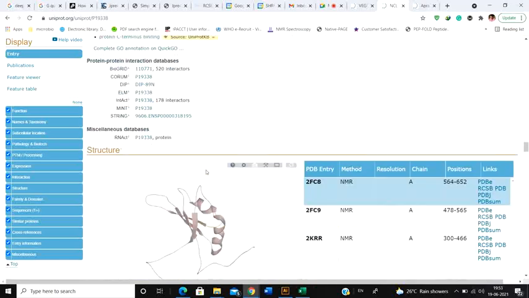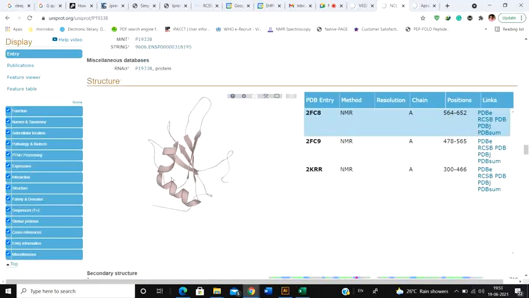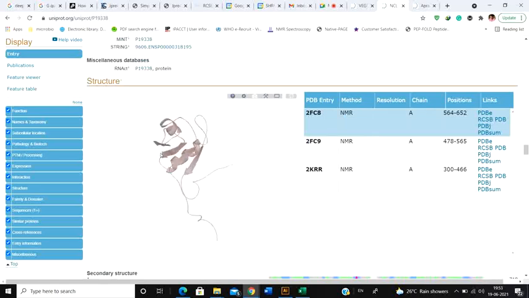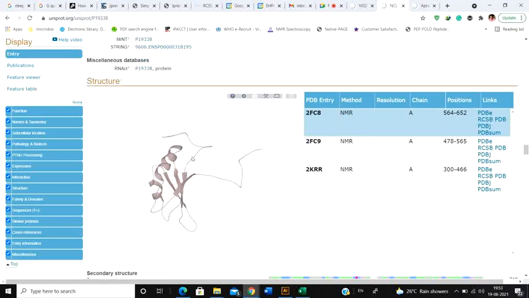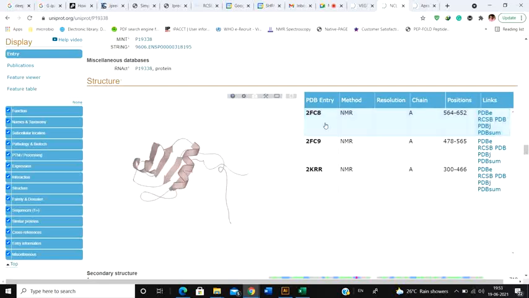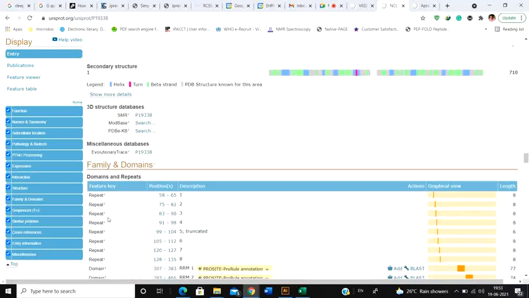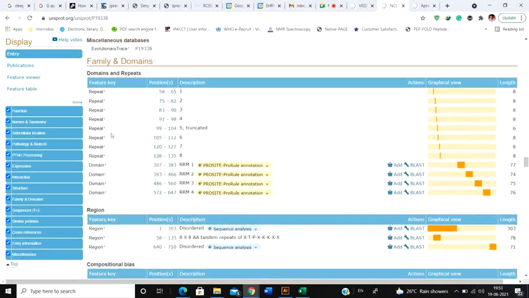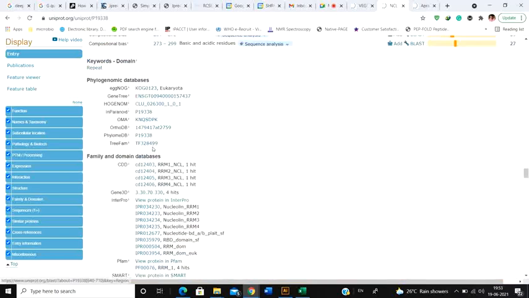Okay, and after that, if you come down, you get to see the structure of the protein. You get to see the structure of this particular protein. So there are simply three structures: the 2FC8, the 2FC9, the 2KRR, and they are all solved by NMR spectroscopy method. Now again, if you come down, you get to see the other alternatives like this family domain.